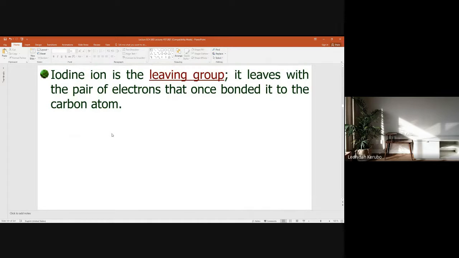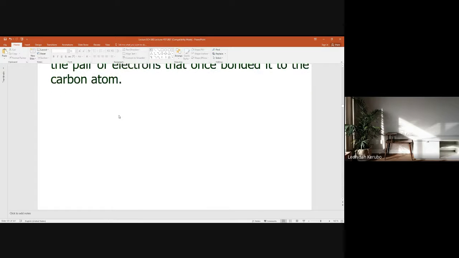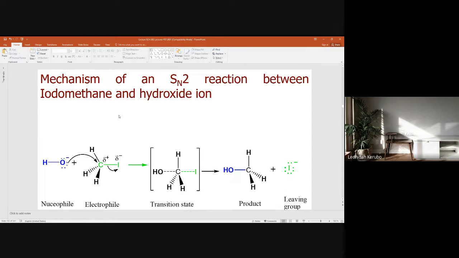So iodine ion is a leaving group. It leaves with a pair of electrons that once bonded it to the carbon atom. So that is also another thing you need to note for SN2 reactions. So this is the general mechanism. The first thing is, for you to have an SN2 reaction, you need a strong nucleophile. We've talked about that. So this is a nucleophile, the hydroxide ion.